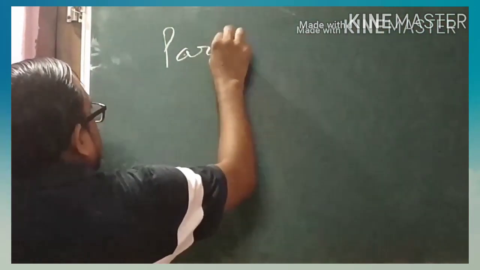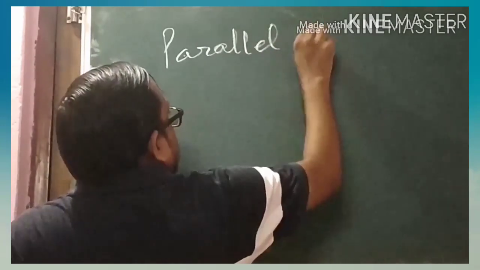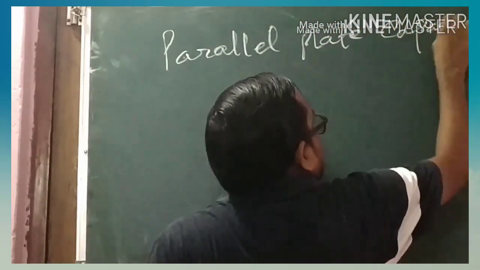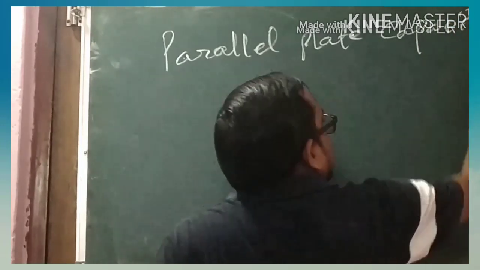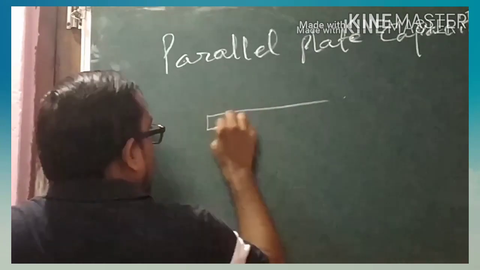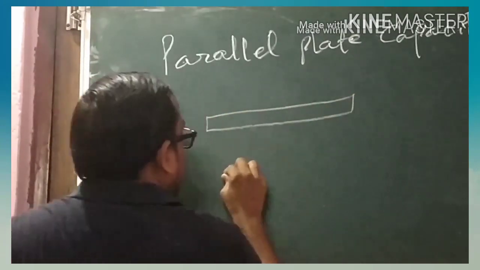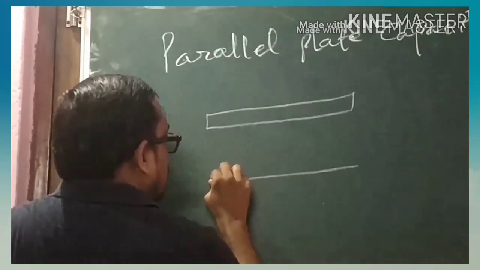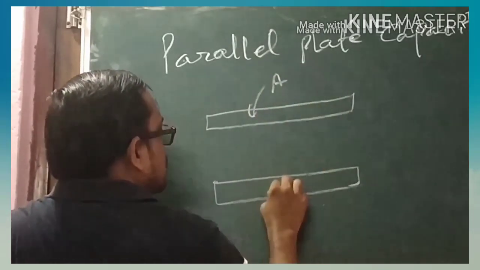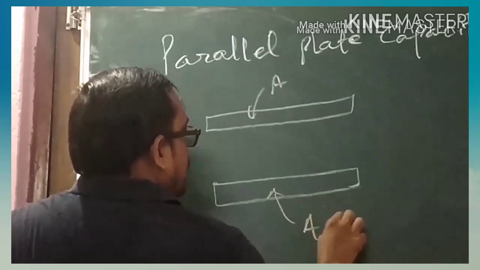Parallel plate capacitor. So this parallel plate capacitor normally consists of two conductors. That means suppose the area will be equal to A. Here also the area will be equal to A.